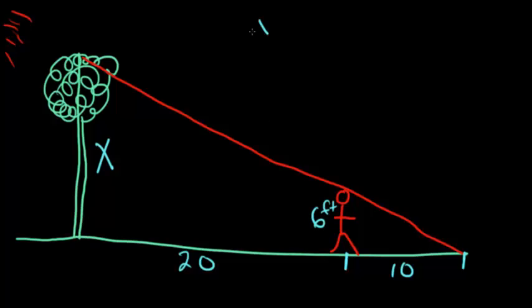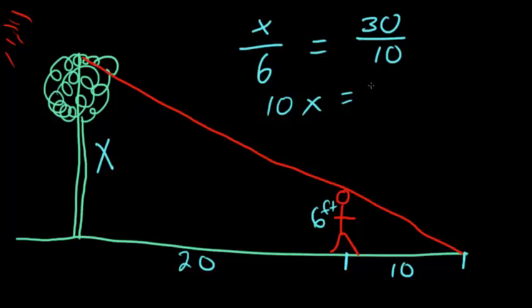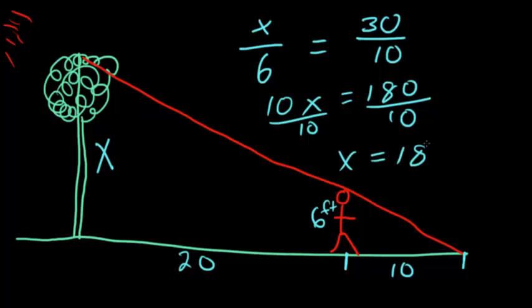So we could say, all right, well, that's an X, and we'll say it's over 30. And over here, the X and the 6 are in the same spot, so 6. And the 10 and the 30 are in the same spot, so a 10. And then we cross multiply, we get 10x equals 180. We divide both sides by 10. X equals 18 feet. So we're able to tell how tall the tree is.